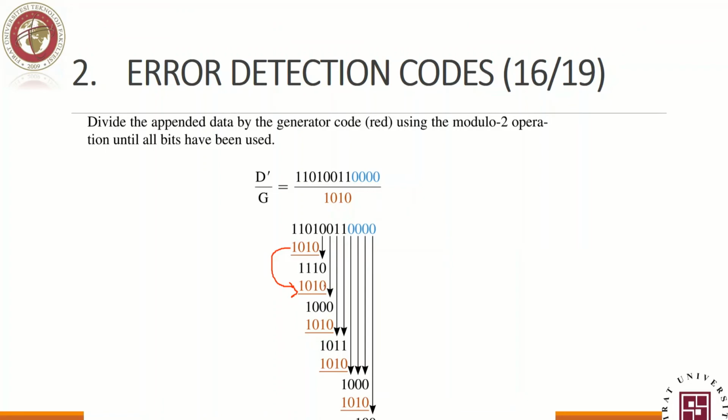1 XOR 1 is 0. 0 XOR 0 is 0. Drop the next digit, 0. Drag this one again and apply the same XOR.